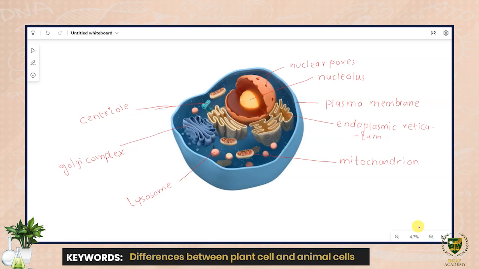Okay, and these small granules are the ribosomes, which are attached to the endoplasmic reticulum. These are the ribosomes, and this whole region is called the cytoplasm. Clear? So that is basically the animal cell, a typical animal cell.